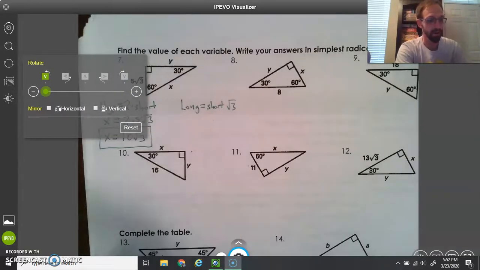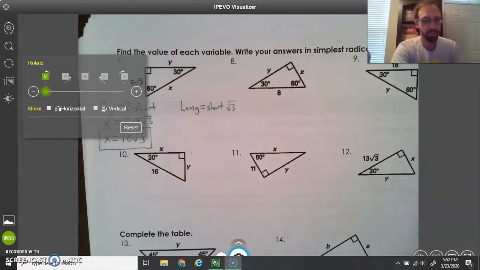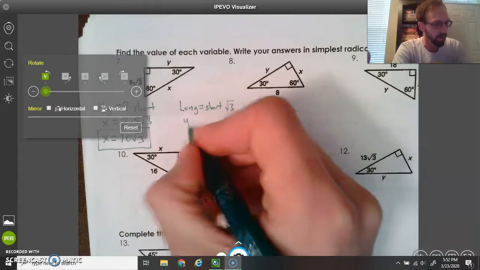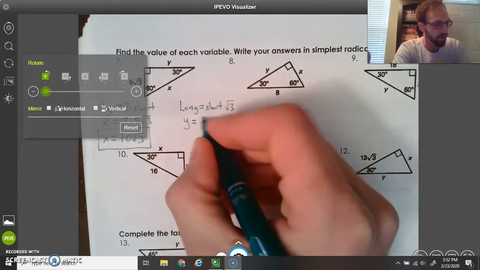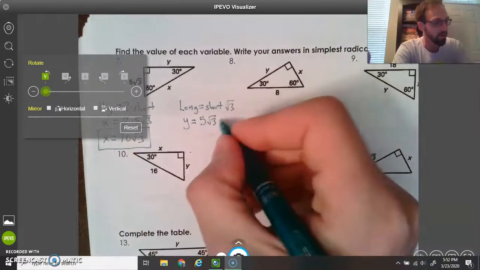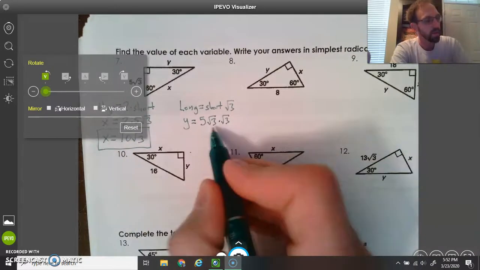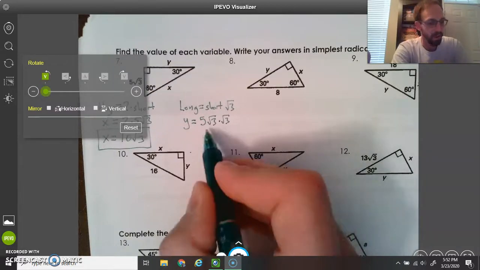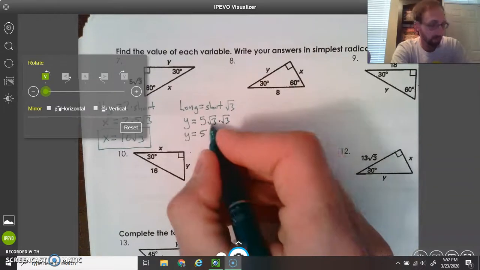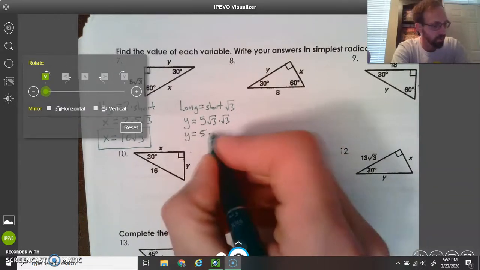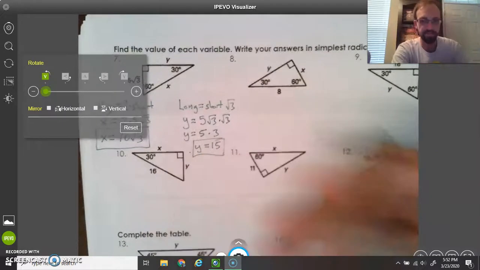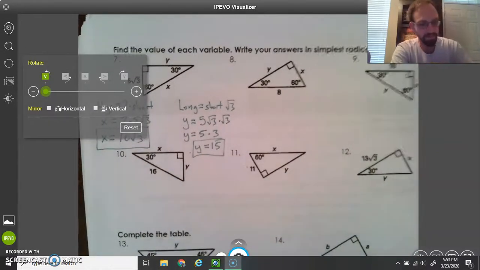Okay, so, sorry. Took a bit, got it fixed. Long equals short times square root of 3. The long leg in this case is y, and the short leg is 5 square root of 3. So 5 square root of 3 times square root of 3. Because both of these are underneath a radical, we can combine them. Square root of 3 times square root of 3 we know to be 3. 5 times 3 is 15. So y is 15.